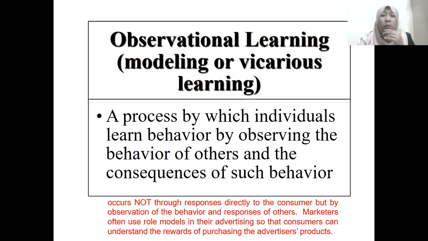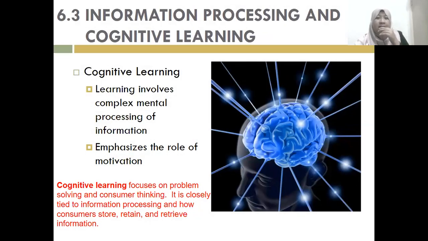Okay, so the information processing and cognitive learning. This is 6.3. So what is cognitive learning? Cognitive mostly means thinking. How we learn through thinking. So the focus on problem solving and consumer thinking is closely tied to information processing and how the consumer stores, retains and retrieves the information.